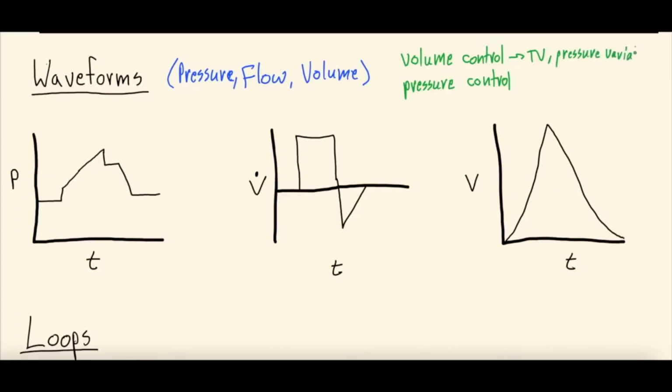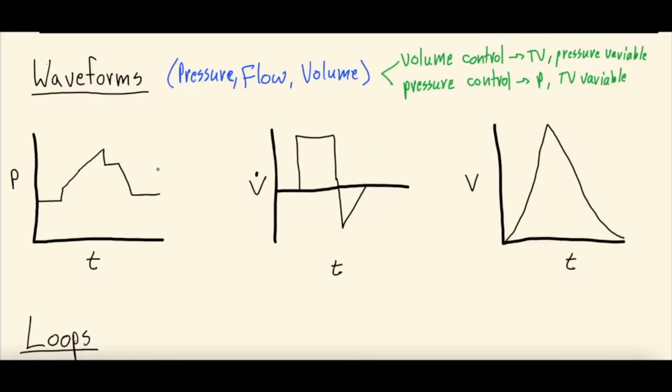Whereas pressure control is you set the pressure, and then the tidal volume is the variable that will change based on the pressure you set. So you're controlling the volume in volume control, and you're controlling the pressure in pressure control. But as such, the pressure, flow, and volume waveforms will look different.